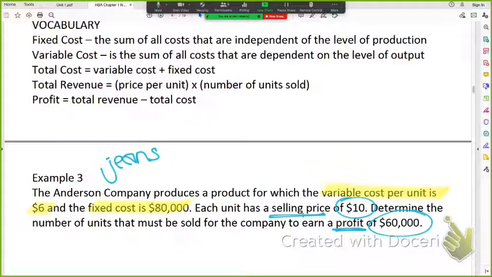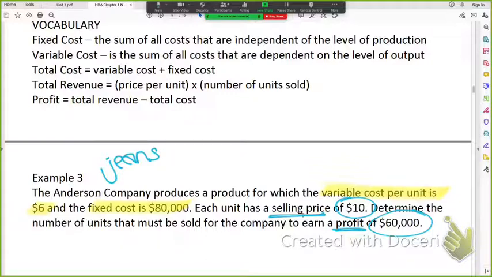So I make 1, it costs me $6. If I make 10, how much does it cost me? $60. If I make 100, it costs me $600 because the fabric costs money, the thread costs money, the buttons for the jeans cost money, and so on. $6 for each one. Then we sell each pair of jeans for how much? $10. We would like to make a $60,000 profit. So how much do I have to make to figure that out?